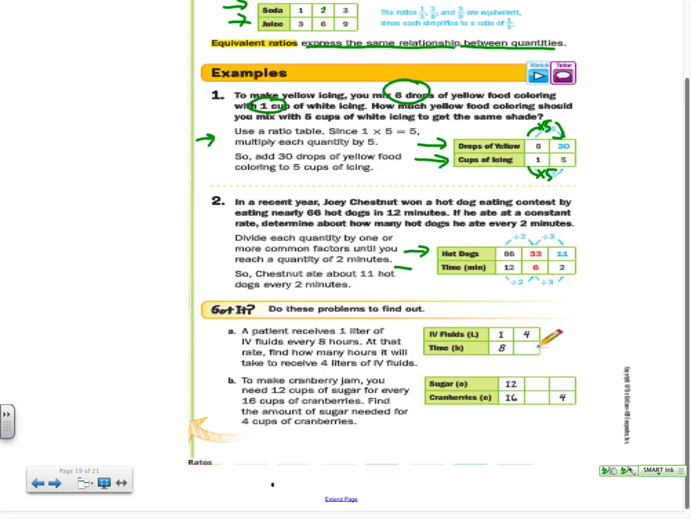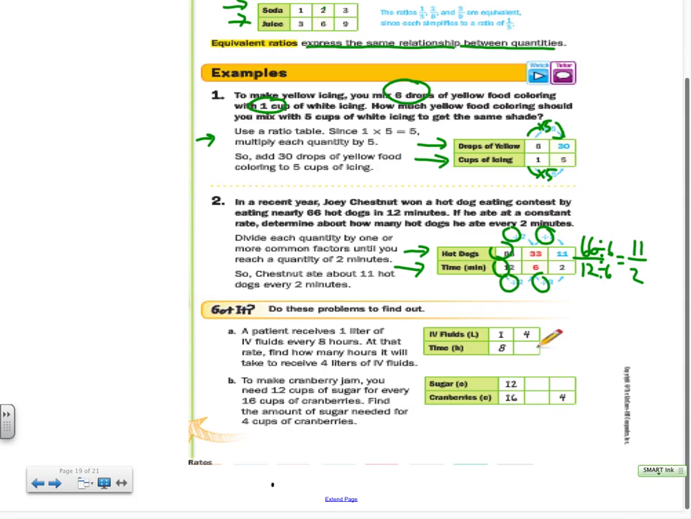Hot dogs to minutes, 66 to 12. If he ate at a constant rate, determine about how many hot dogs he ate every 2 minutes. So they showed us that they divided by 2 and got 33, divided by 2 and got 6, and then divided by 3 and divided by 3 to get 11 to 2. I bet you guys are thinking this. If that's 66 hot dogs in 12 minutes, Mrs. Warnicki, can't I just divide by 6? And yeah, you can. And you get the same thing, 11 to 2. They're just showing you a couple extra steps in there.